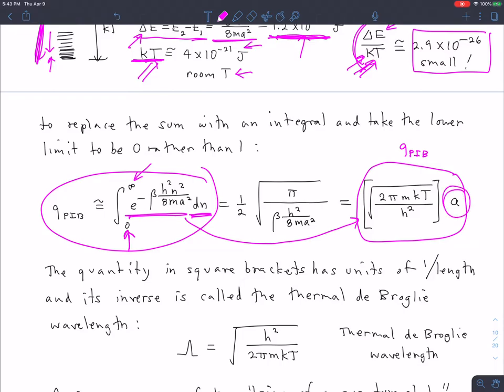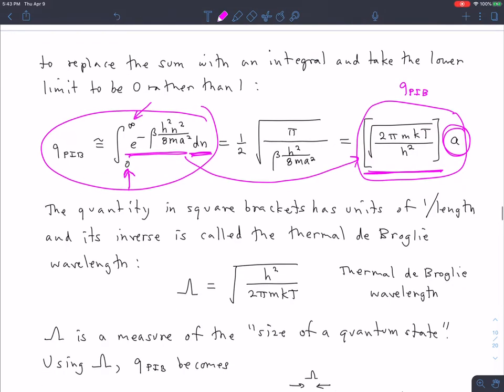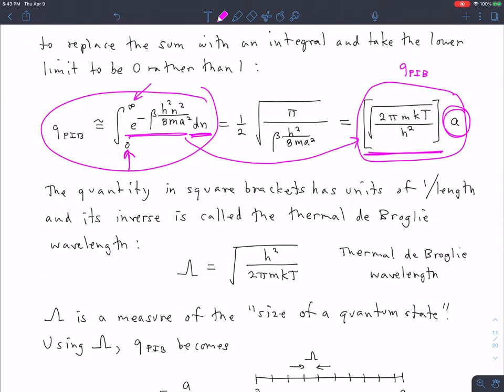This quantity out here is the size of the box. This quantity here is important, and let's look at that a little bit more. It turns out that if you look at the units for this quantity in the square brackets, it has units of 1 over length.